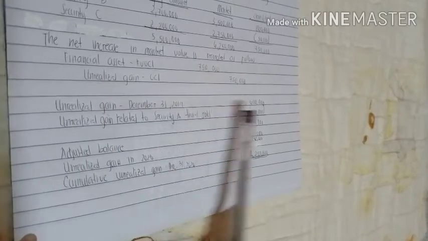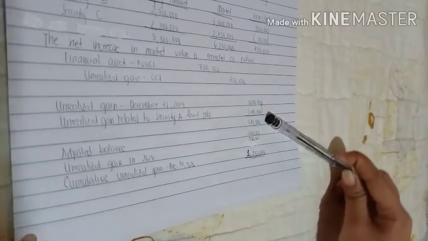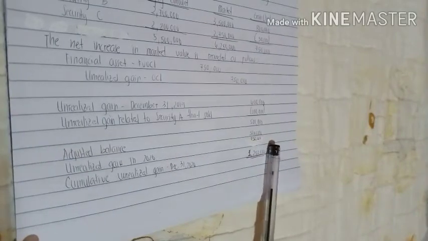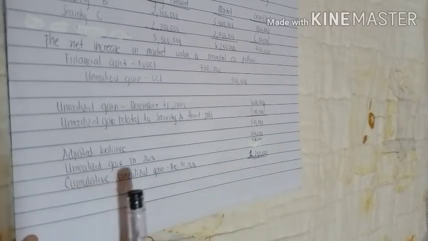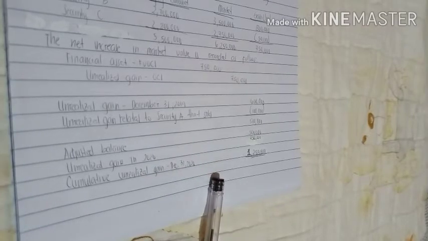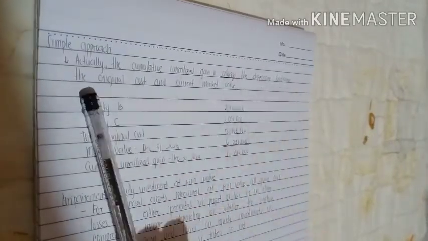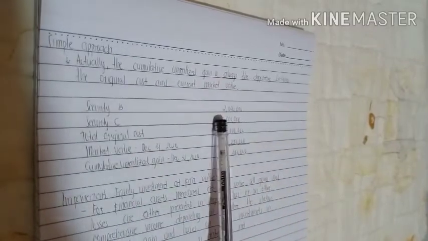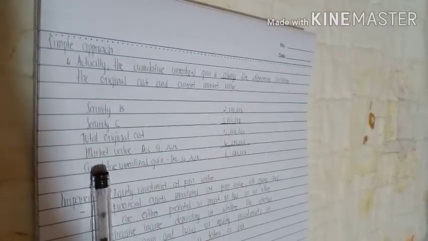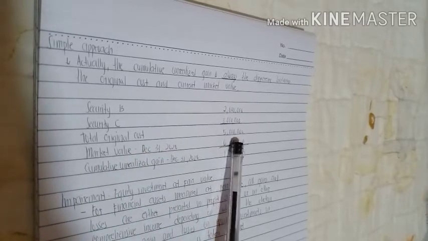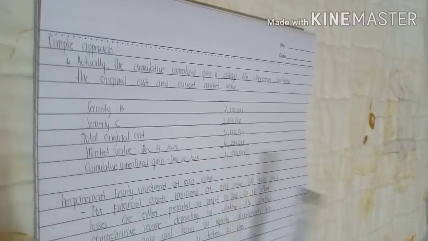Unrealized gain December 31, 2019 is 600,000 and the unrealized gain related to Security A that was sold is 100,000. So we subtract the two. Our adjusted balance is 500,000, and adding the unrealized gain in 2020, we arrive at 1,250,000 cumulative unrealized gain on December 31, 2020. Simple approach: actually, the cumulative unrealized gain is always the difference between the original cost and current market value. Security B is 2 million, Security C is 3 million. Adding them, total original cost is 5 million and the market value as of December 31, 2020 is 6,250,000, and the cumulative unrealized gain as of December 31, 2020 is 1,250,000.